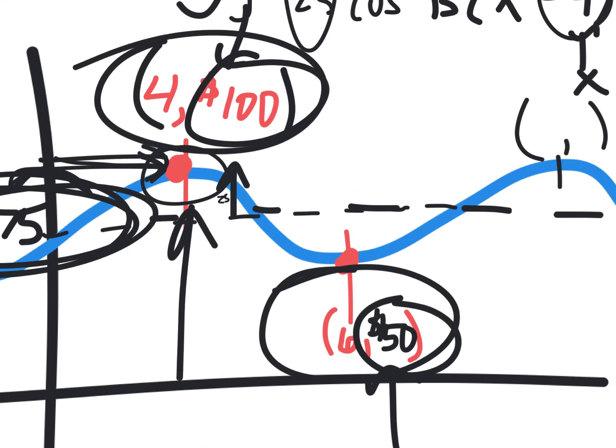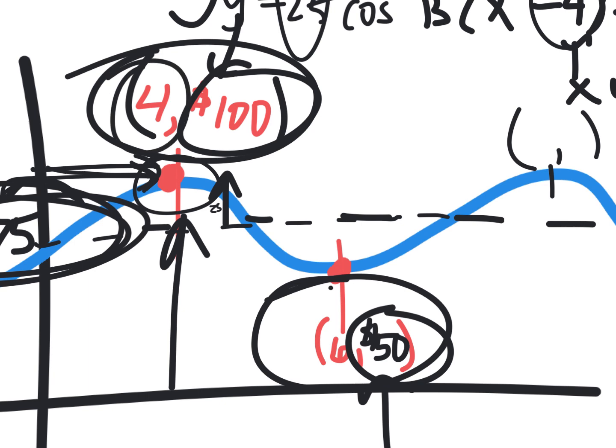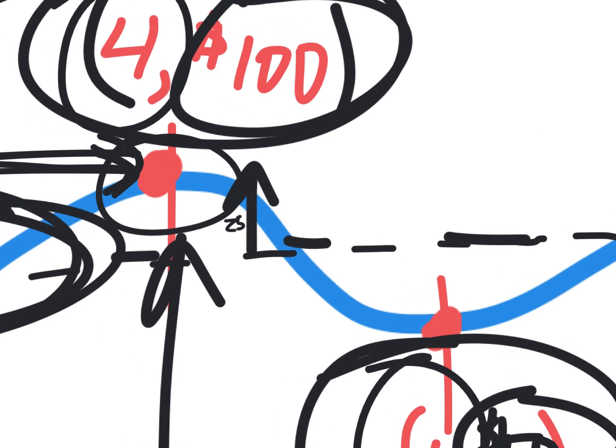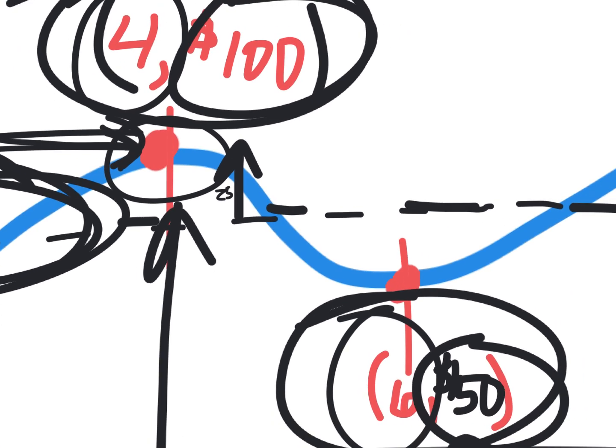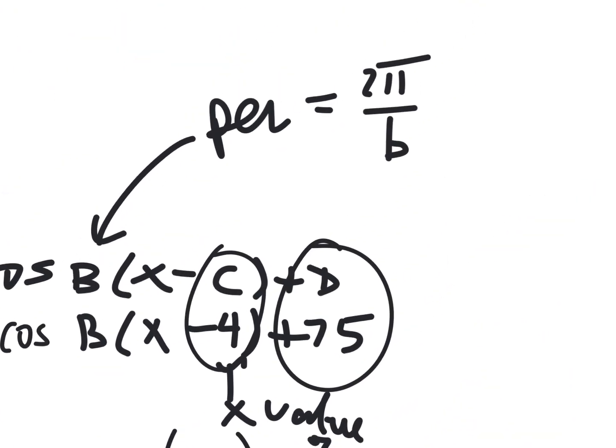They did. Between 4 and 6 is 2 hours, but that wasn't a complete cycle. It's really common for people to think that right there is where I put 2 as the period. No, that's from the high to the low. Is this a complete cycle? No, it's only half a cycle. So 2 hours got you half a cycle. Do you get why I'm putting a 4 for the period?